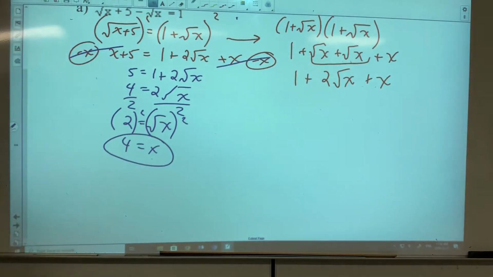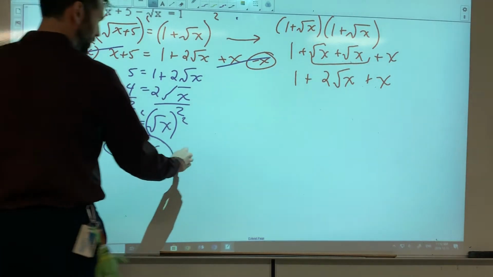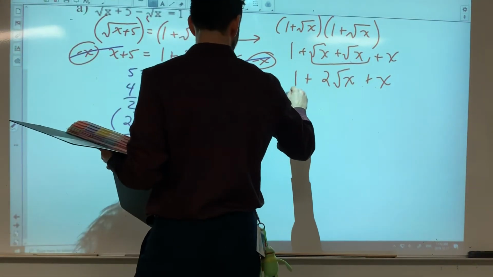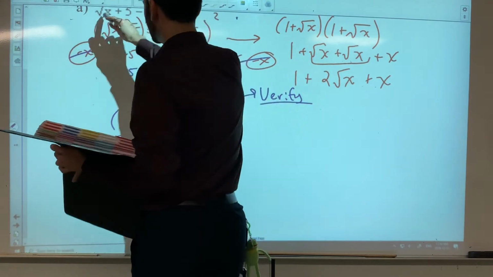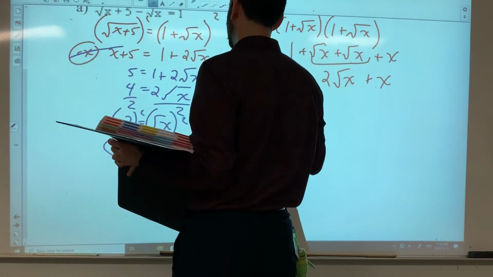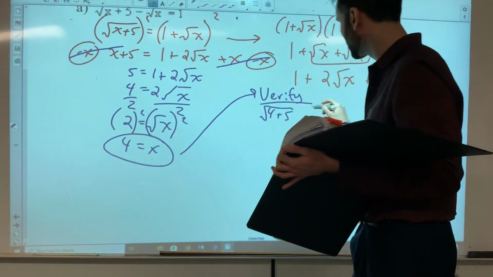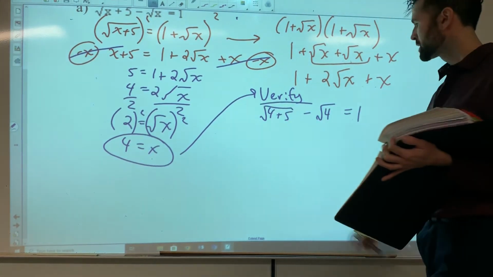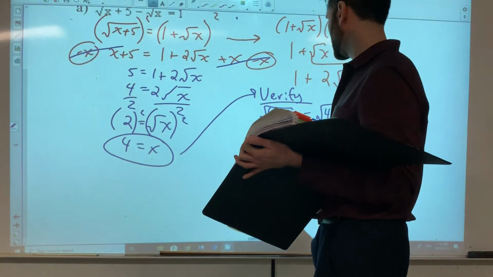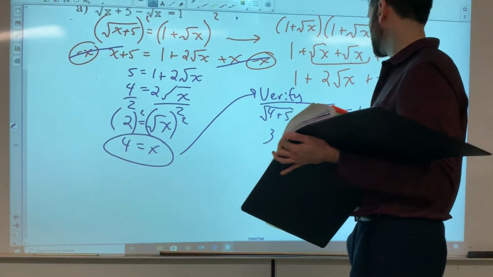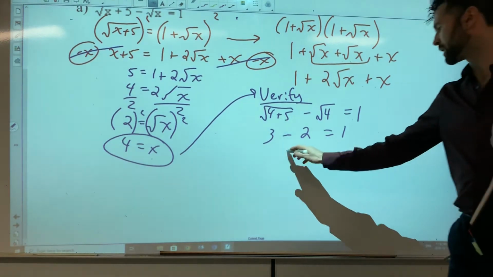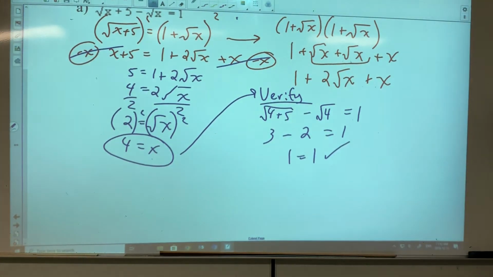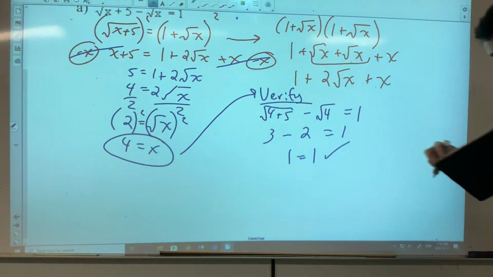Should we verify? You betcha. So either do your permissible values or verify. Verifying might be easier. So you're just going to show me that when I plug in 4 plus 5, and then subtract square root of x, which is 4, that has to equal 1. So let's see, this is 9. And the square root of that is 3. This is 2. So I have 3 subtract 2 equals 1. So 1 equals 1. Yay! Nice. Work.